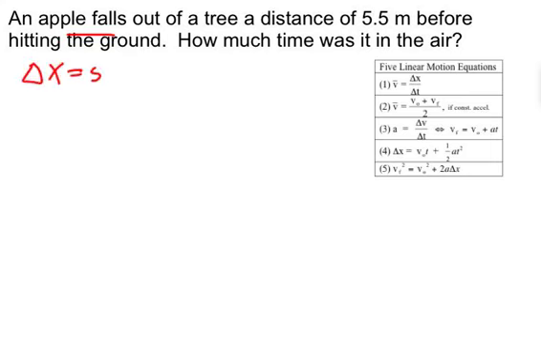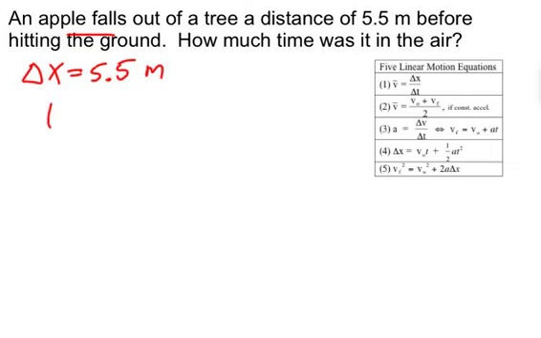So you might say, well, if it's falling vertically, shouldn't that be delta y? And sure, you could use delta y, but we're just using delta x for this. It's all linear motion. We don't have to really worry about if it's x or y. Anyway, so that's delta x, that's the distance before hitting the ground. How much time was it in the air?